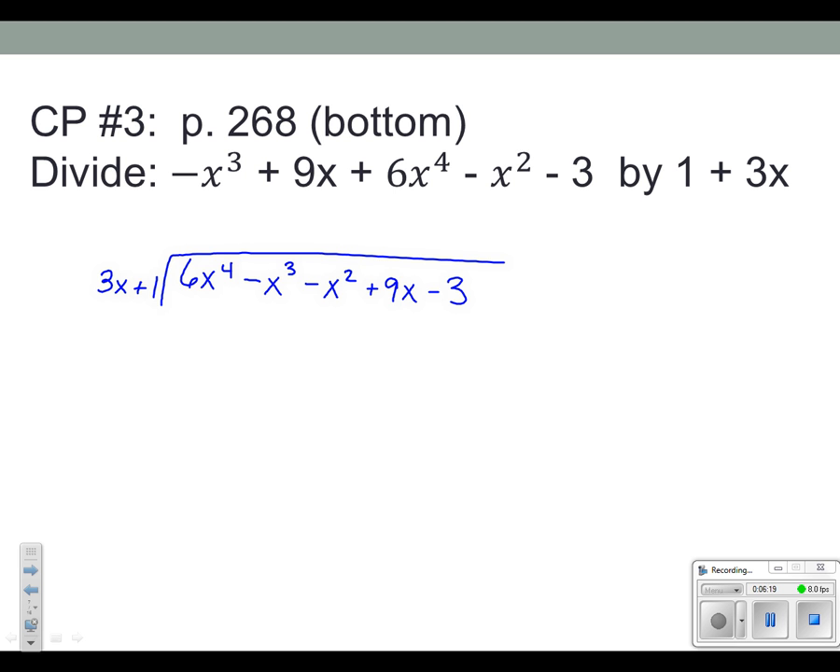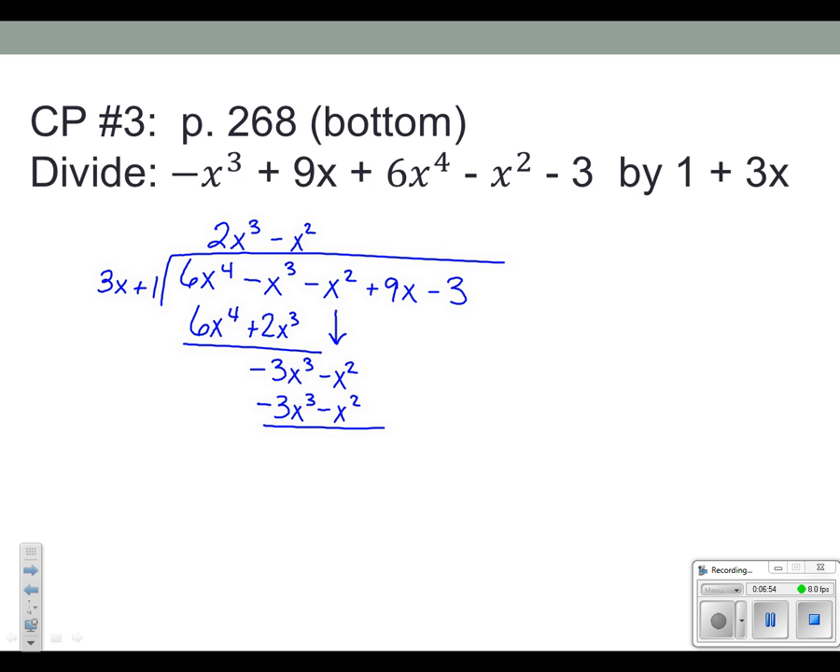So 3x into 6x to the fourth will be 2x to the third. That's going to give me a 6x to the fourth, 2x cubed plus 1 is positive 2x cubed. And we subtract. A negative 1 minus 2 is negative 3x cubed. And drop. 3x into negative x cubed is going to be a minus x squared. So I get my negative 3x cubed, and then negative x squared times 1 is negative x squared. Now notice when I subtract here, they're gone. But I still have numbers to drop. So I'm going to drop that 9x.